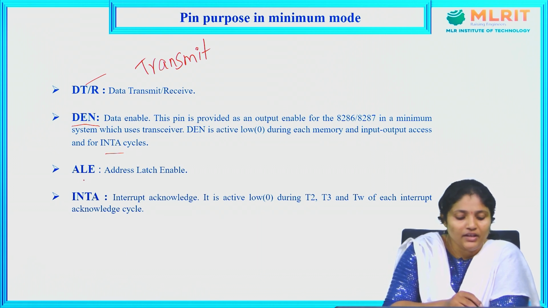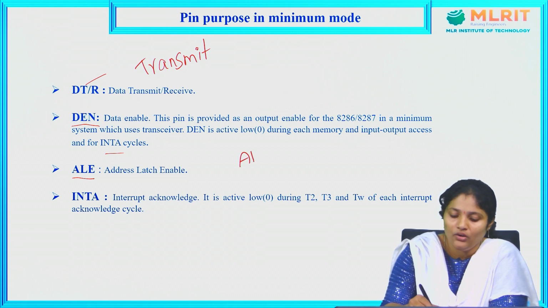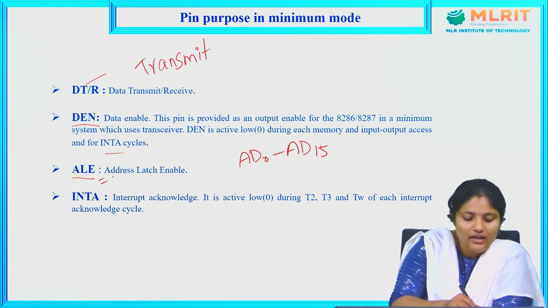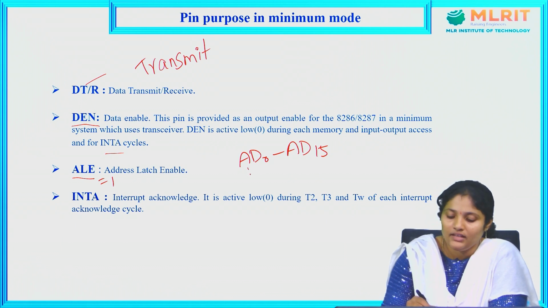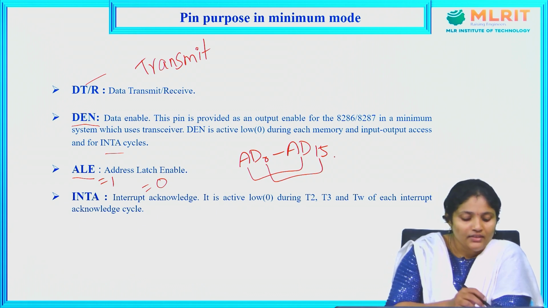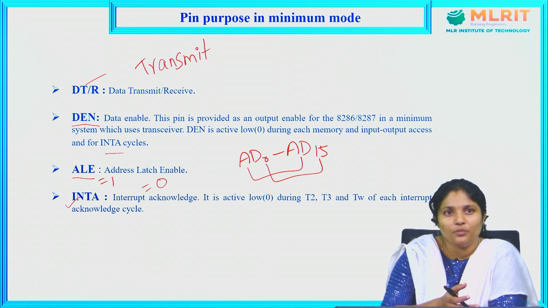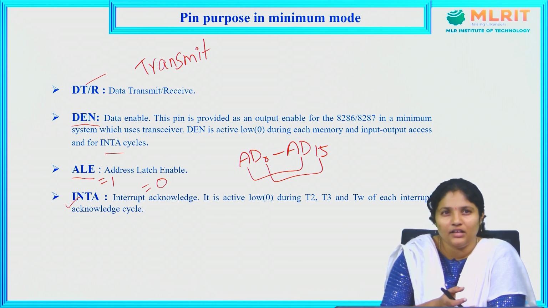So coming to the ALE, address latch enable. As I already told you, the address is obtained over AD0 to AD15. If ALE equals 1, it is having the address over these pins. If it equals 0, data is being accessed through these pins. Then coming to the INTA, this is the acknowledgement given by the microprocessor whether it is accepting or denying the interrupt request.